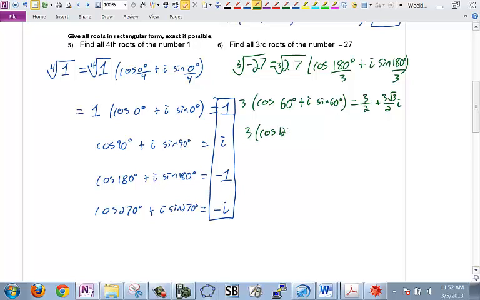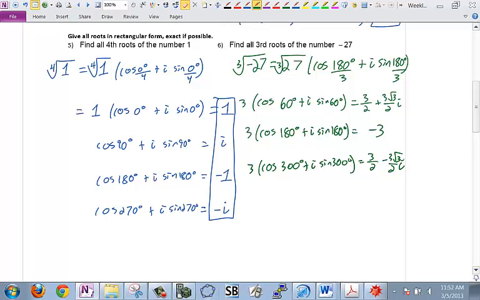3 cosine 180 plus i sine 180. That's the number negative 3. And then 3 cosine 300 plus i sine 300. And that is positive 3 halves minus 3 radical 3 over 2i.